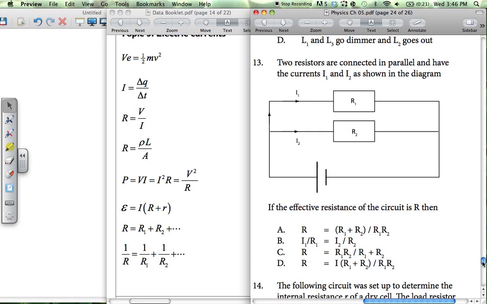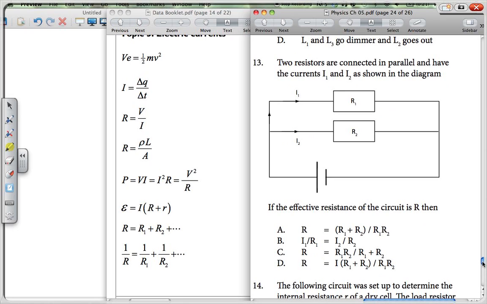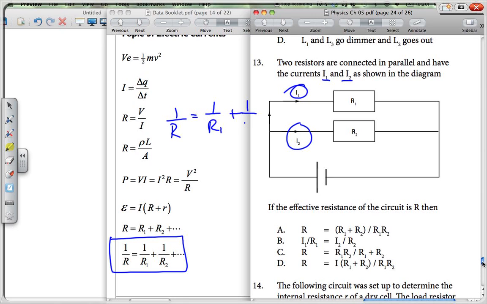Going on to 13. We now have two resistors connected in parallel and have the currents I1 and I2 as shown in the diagram. The effective resistance of the circuit in R then is given by the following amount. Now, we don't really have to worry about this I1 and I2. We can just work out our effective resistance by using our formula over here. So we're going to get 1 over R, which is our total resistance. Our effective resistance is equal to 1 over R1 plus 1 over R2.